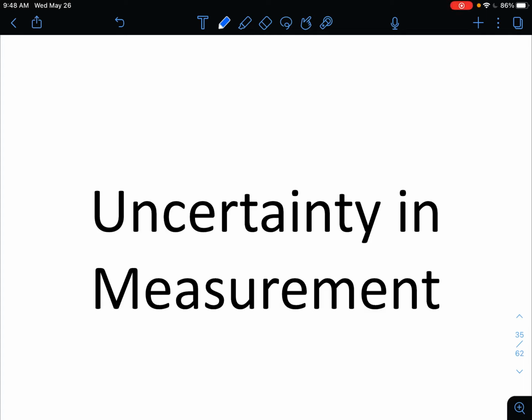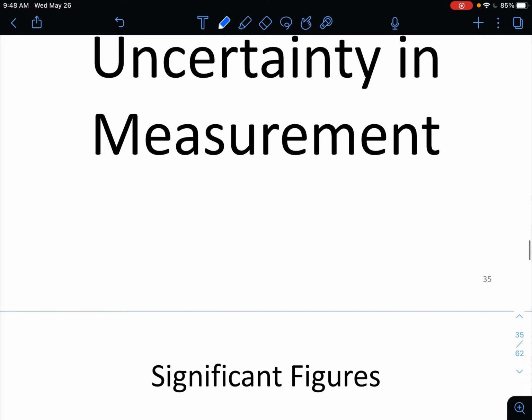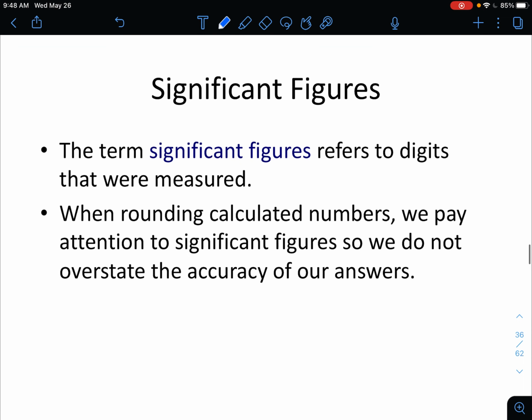The next topic we want to consider is uncertainty in measurement. So primarily we're going to talk about significant figures, rounding rules, how to appropriately report a value when we've done addition and subtraction versus how we would do it if we've done multiplication or division.